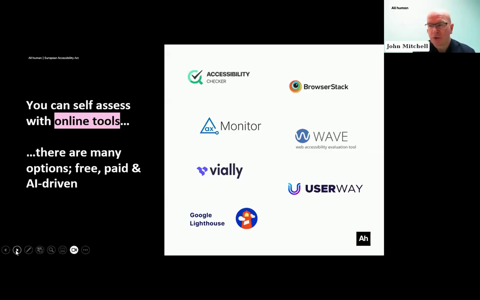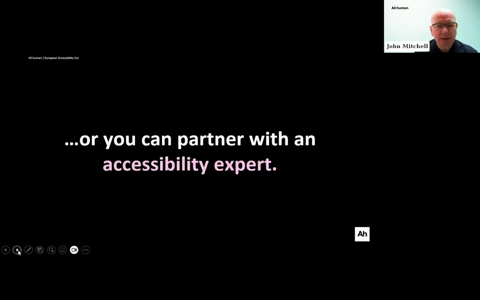So there's a multiplicity of different tooling that can be used, and we're happy to share this deck later on if it's of interest to all attendees. Some are enterprise level with quite a high ticket price depending on the need for the organization. Some are free, some are paid, and increasingly we're seeing an AI dimension to a lot of the tools that are used to give that initial snapshot of compliance. And as I said, they typically test against a range of criteria, which I'll show you shortly. Some are open source, some are paid, and some are subscription. If you'd like to go on to the next slide. Or you can partner with an accessibility expert. If you go on to the next slide, please.